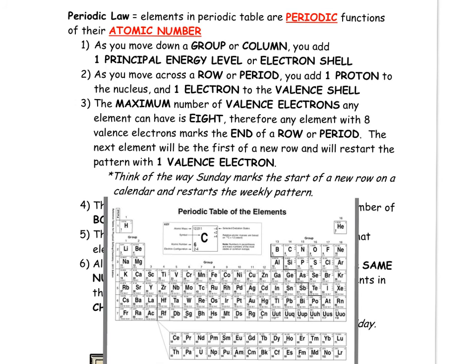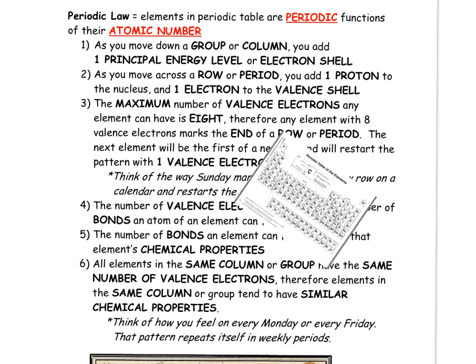So you wrote that down. The maximum number of valence electrons any element can have is 8. Therefore, any element with 8 valence electrons marks the end of a row or a period. And the next element will be the first of a new row and restart the pattern with 1 valence electron. Kind of like you get through a week. You start with Sunday, you end with Saturday. And then as soon as Sunday starts again, you're back to the beginning.